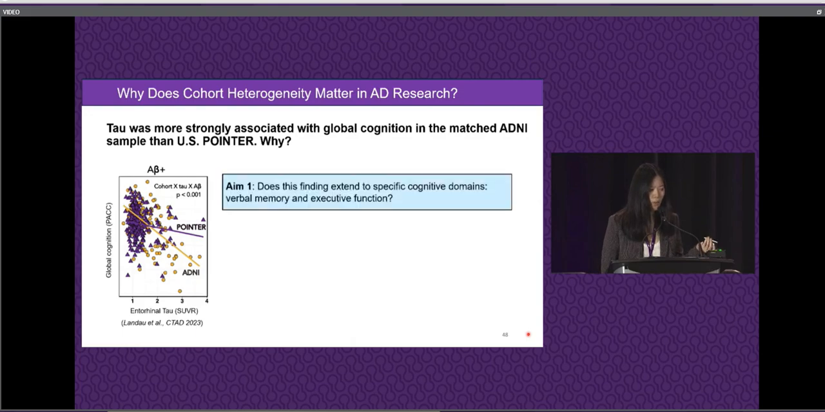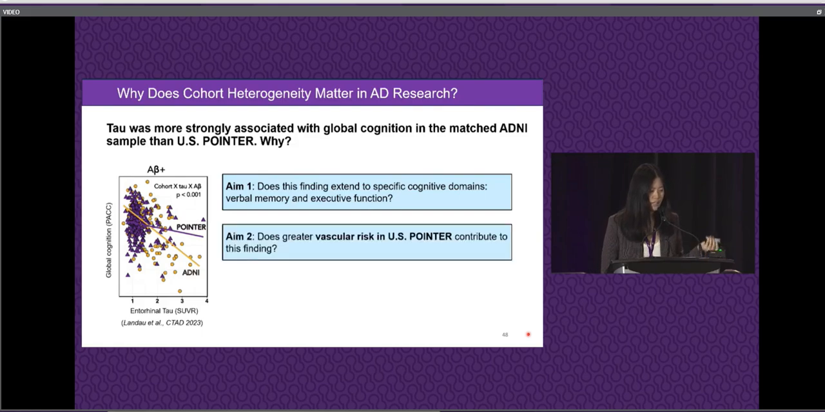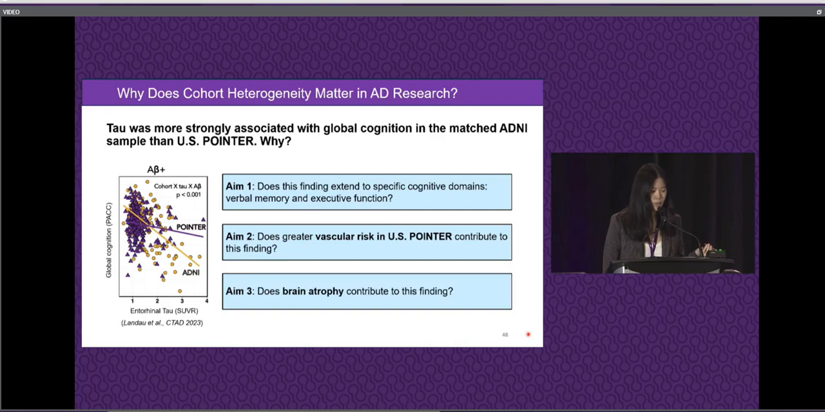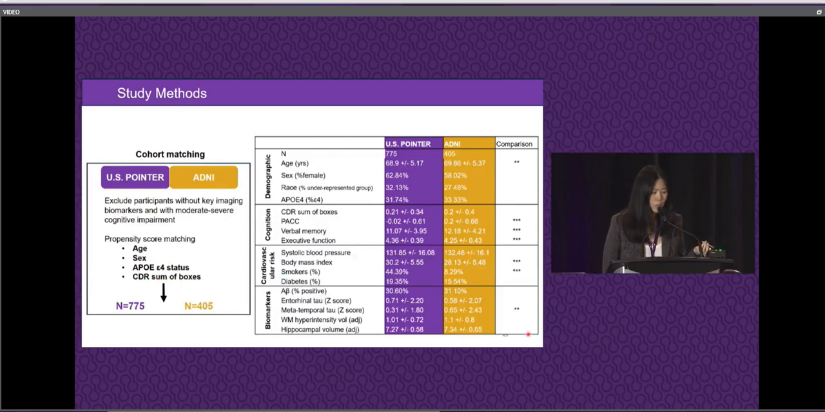Firstly, we would like to know whether this finding could replicate or extend to more specific cognitive domains, such as verbal memory and executive function. Second, whether the greater vascular risk in US POINTER can contribute to this cohort difference in the tau and cognition relationships. Third, we would like to know whether brain atrophy could contribute to this finding as well. So this study is focused on the baseline data in POINTER, and we also extracted the data in ADNI, for which the data collection time is closest to the tau collection time in POINTER.